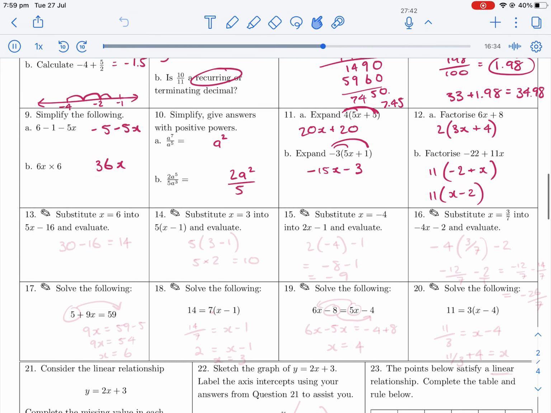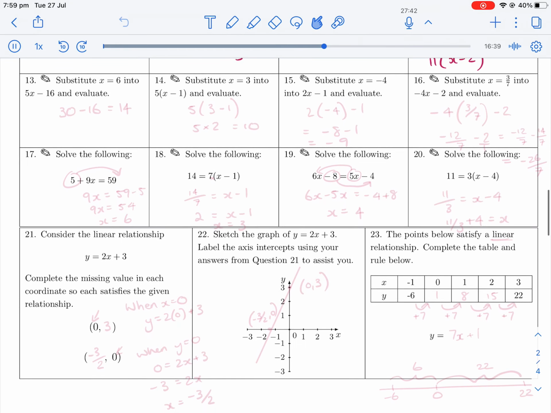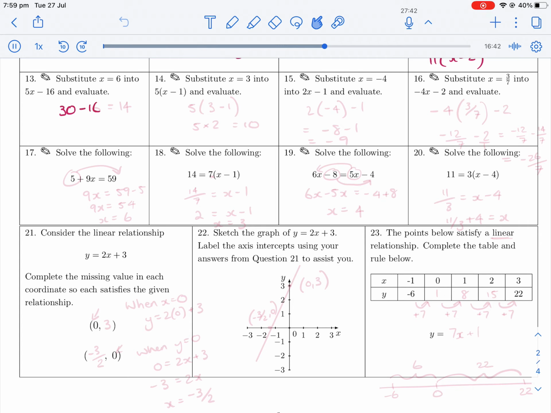Alright, let's substitute x in. 5 times 6 is 30, minus 16, that's 14. 5 lots of 3 take 1, well 3 take 1 is 2, that's 5 lots of 2, which is 10. 2 lots of negative 4 minus 1, that's minus 8 minus 1, minus 9.